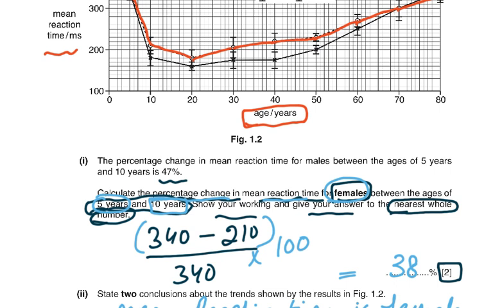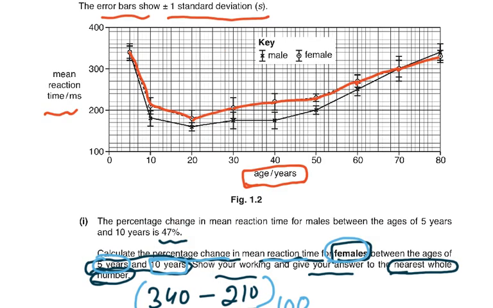Now in this part 2 of the question, what are they asking you? They're asking you to state 2 conclusions about the trends shown by the results in figure 1.2. Can we look at figure 1.2 again and then just assess the trends? Look closely at figure 1.2, and you see something very remarkable which everybody should be able to look at when looking at a graph. When you're looking at a graph, you must be looking at the trend.